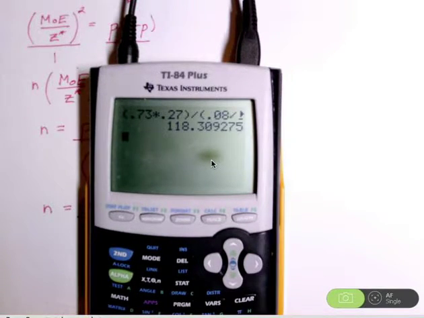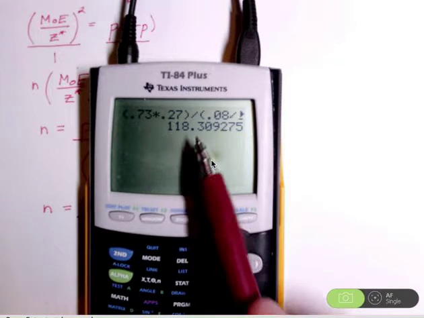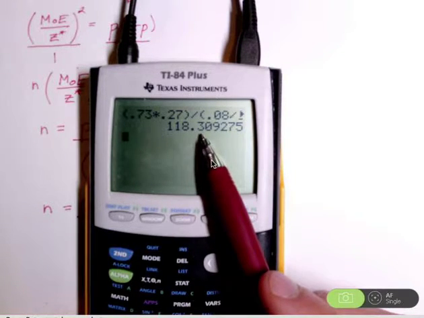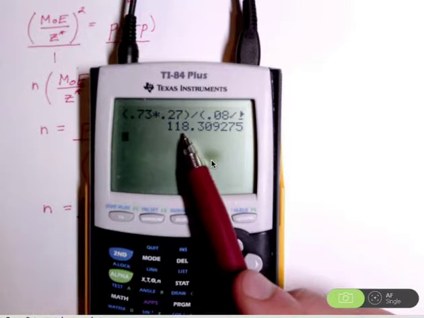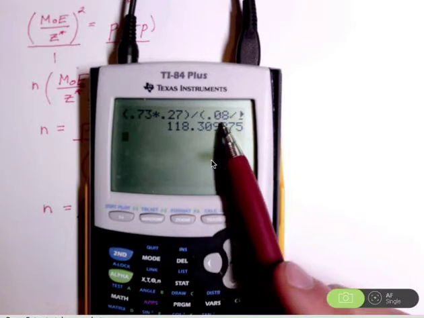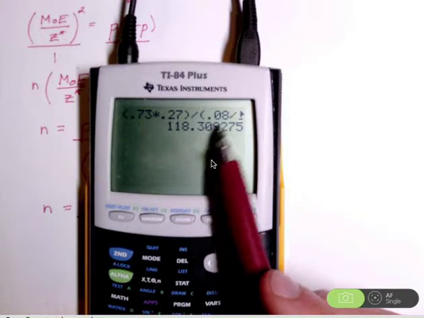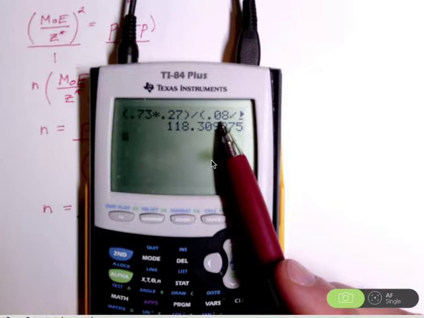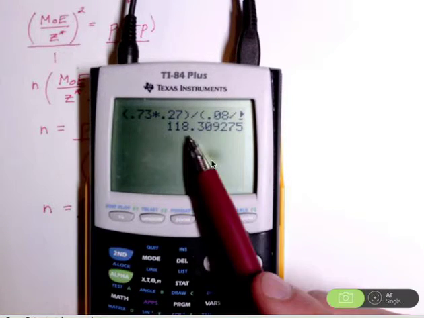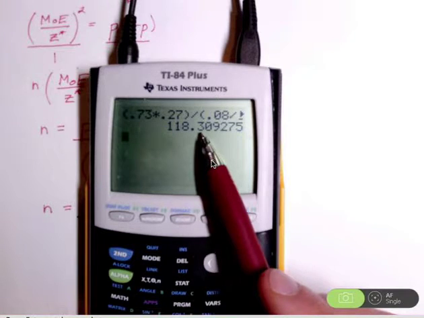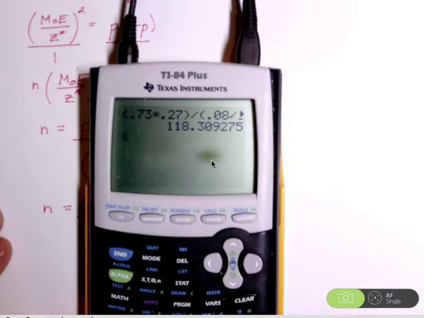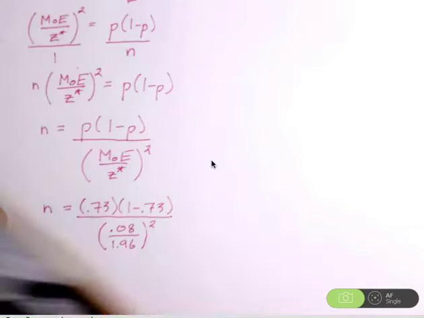So what's interesting here is we get a sample size of 118.3. Well, we can't have 0.3 subjects. So even though this 0.3 is less than 0.5, we're going to go ahead and round this up. We need at least 118.3 subjects to get our margin of error of 8%. If we round down to 118, we might not actually achieve that 8%. So in order to establish that margin of error, we almost always round up in this case. So we want at least 119 subjects.